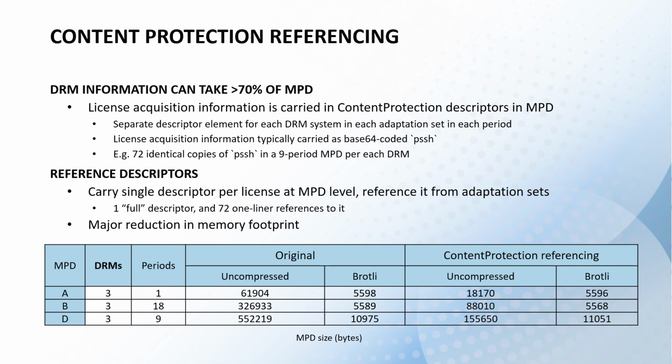Now the solution is very simple, and it was recently added to the upcoming 5th edition of DASH. You just create another, 73rd descriptor, which is the only one that contains a copy of the PSSH. The rest of the descriptors contain a reference by name to that descriptor. This again brings down your memory footprint pretty significantly. So let's say in case of a single period MPD, from 62 kilobytes to 18 kilobytes. As you can see, it does nothing in terms of compressing on the wire. The difference is only in the memory footprint.